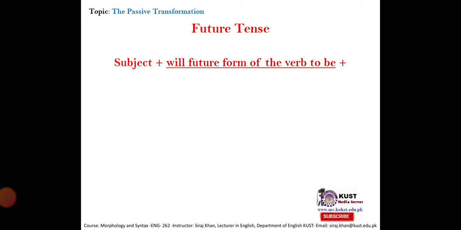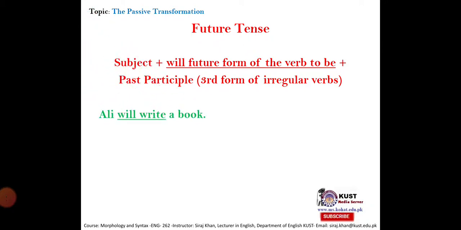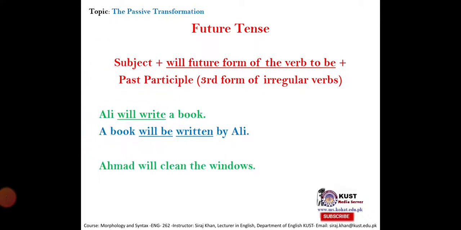Future tense: subject plus future form of the verb to be plus past participle, third form of irregular verbs. Ali will write a book. A book will be written by Ali. Ahmed will clean the windows. The windows will be cleaned by Ahmad. Simple future tense structure is subject plus will or shall plus first form of verb plus object.